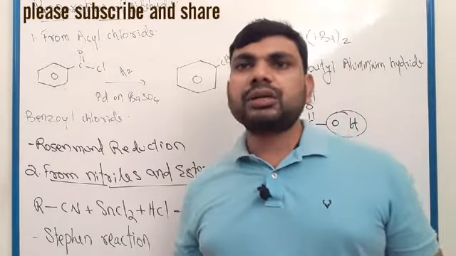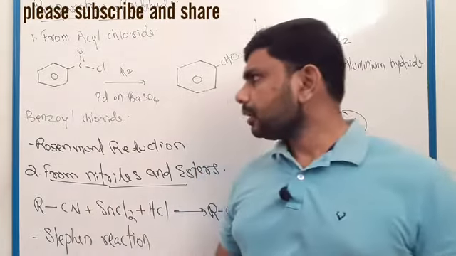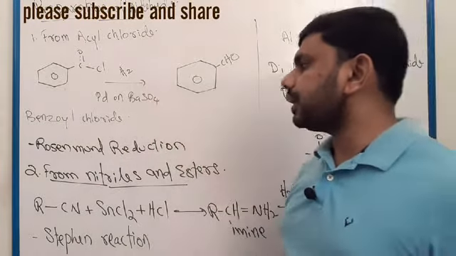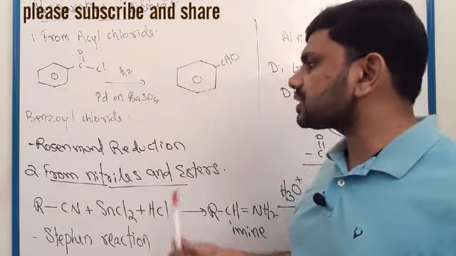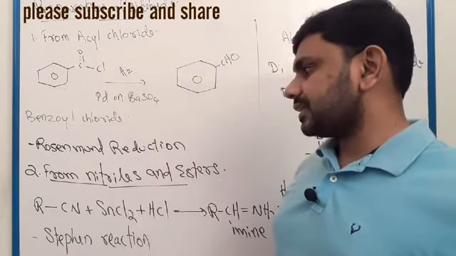This reduction is called Rosenmund reduction. Clear? So here we discussed preparation of aldehyde from acid chloride. Next, we have to discuss preparation of aldehyde from nitriles.